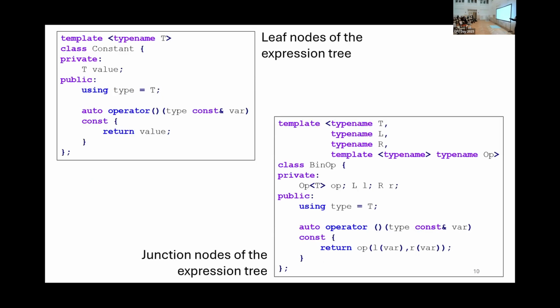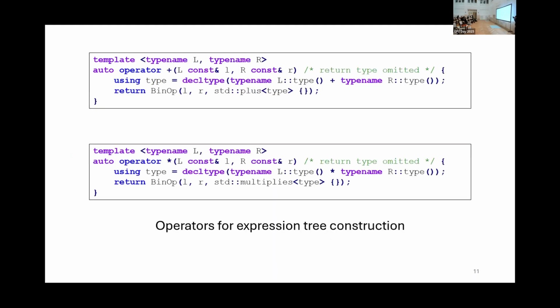This can be done by simply implementing the nodes of the expression tree. So this is a leaf expression. It's a constant that when evaluated returns the constant value. This is a binary operation that encodes a left-hand side, a right-hand side, and a binary operation. And it basically returns, upon evaluation, the operation on the left and right-hand sides' evaluated values. And this is how we can basically abuse operator overloading to produce these binary operation structures.